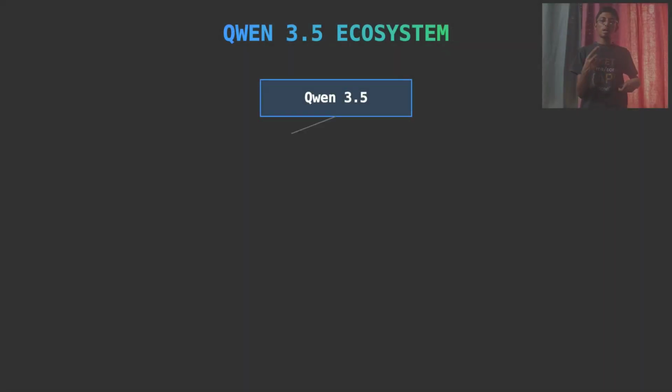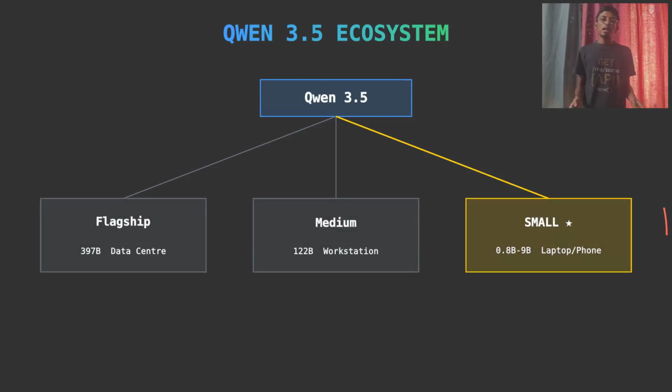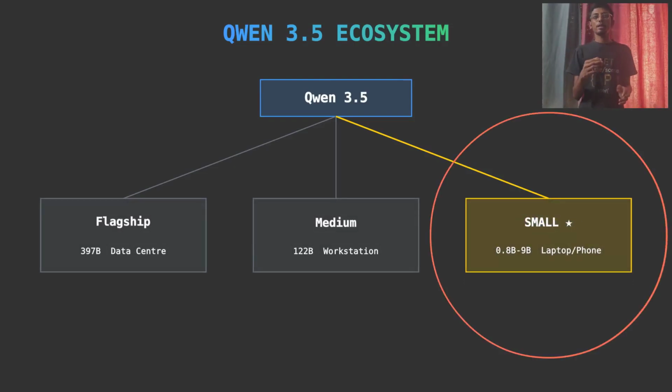Alibaba didn't release just one model in the Qwen 3.5 lineup. It has a series of models in various sizes. They dropped an entire ecosystem, if I had to put it better. There is a 397 billion flagship for server farms and a 122 billion medium for workstations. But today we ignore the giants and zoom into the highlighted section, the small tier. These are the 0.8B, 2B, 4B and 9B models. These are the small language models that you can run on your consumer PCs and workstations, and they are what we are going to focus on today.